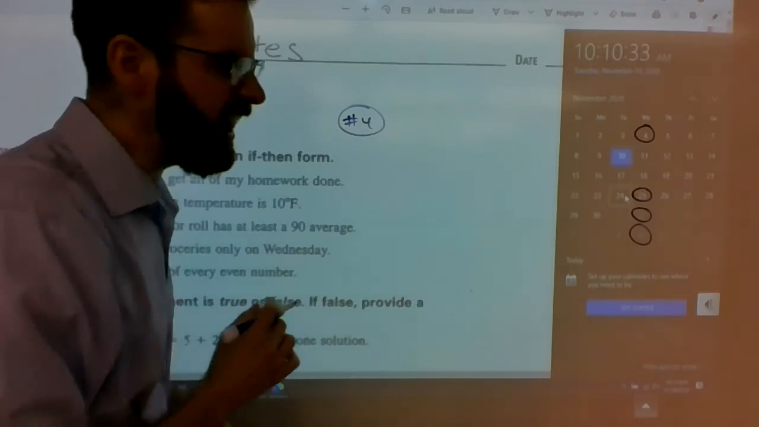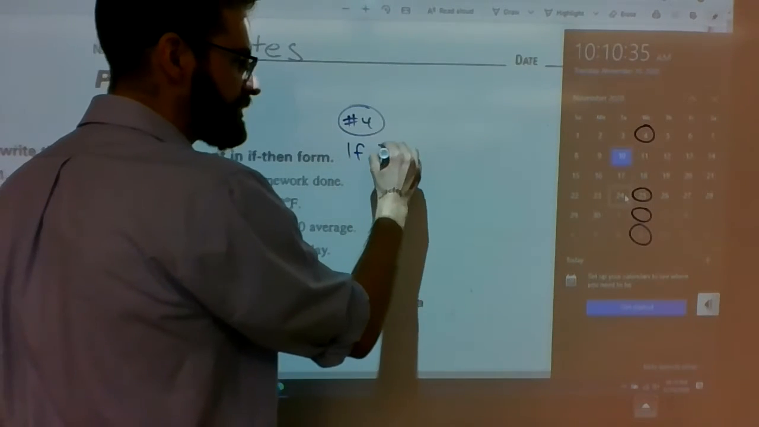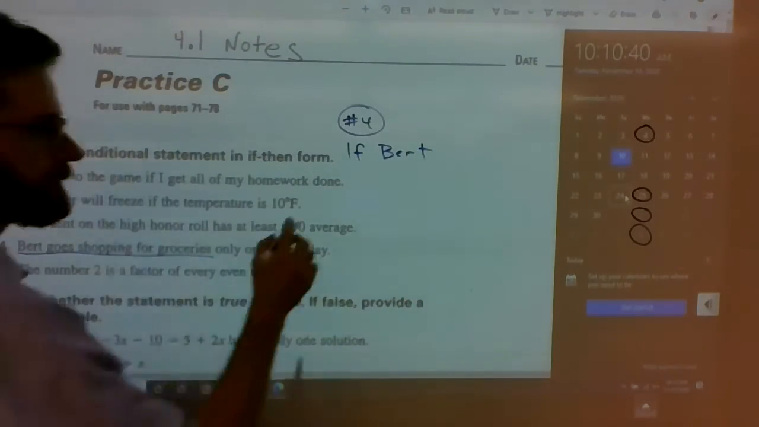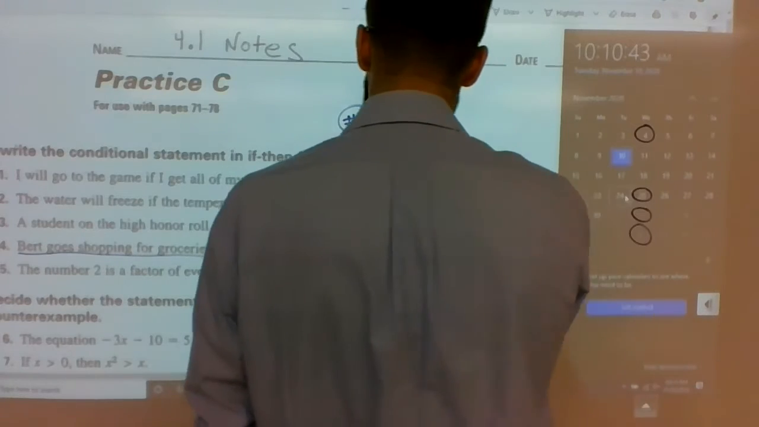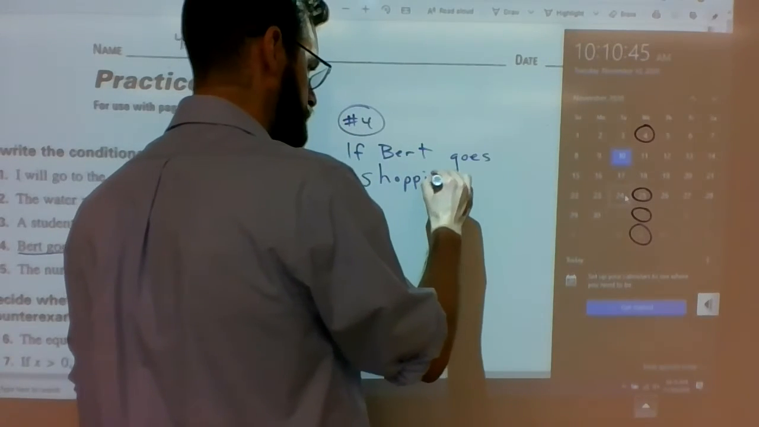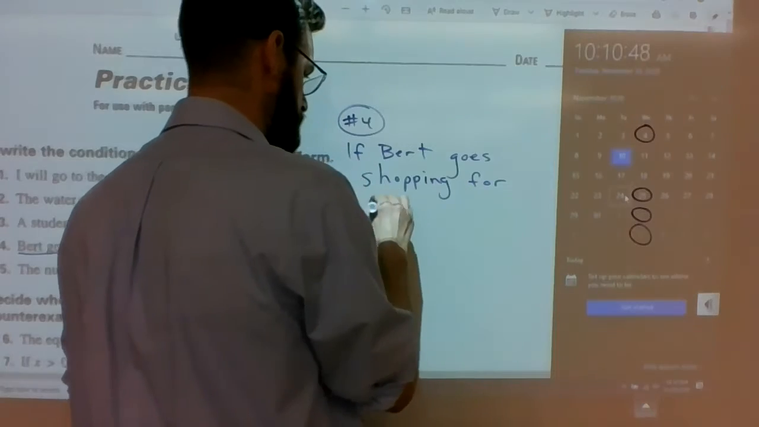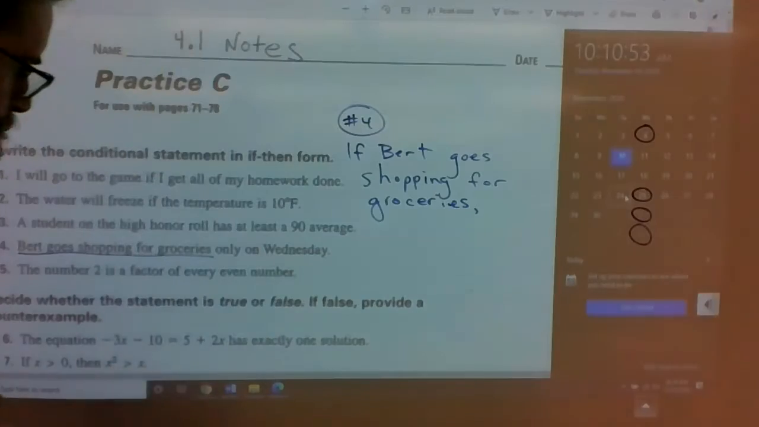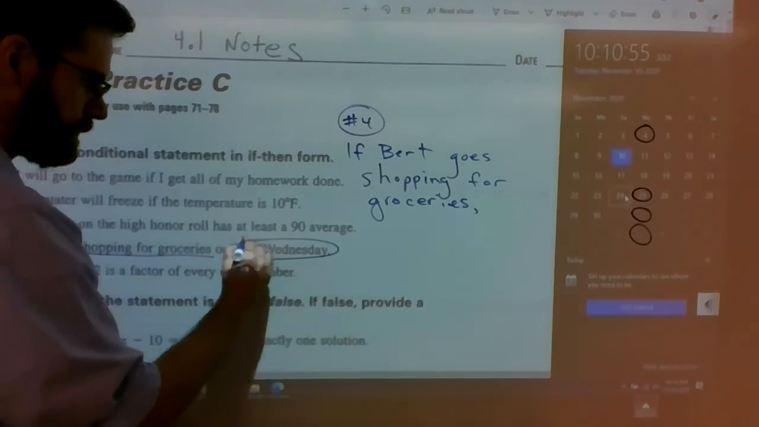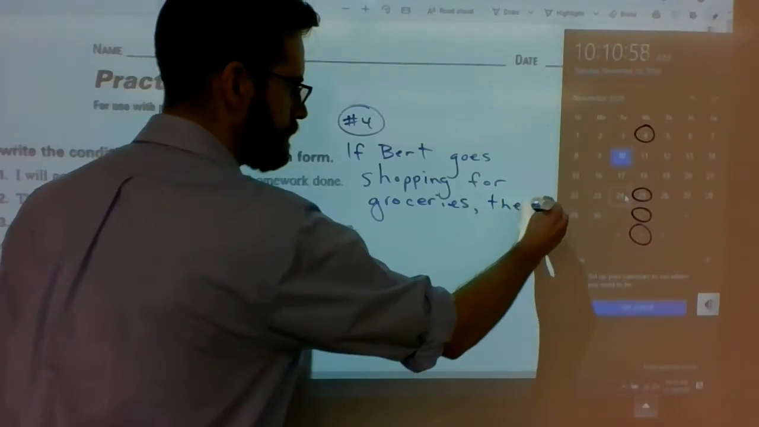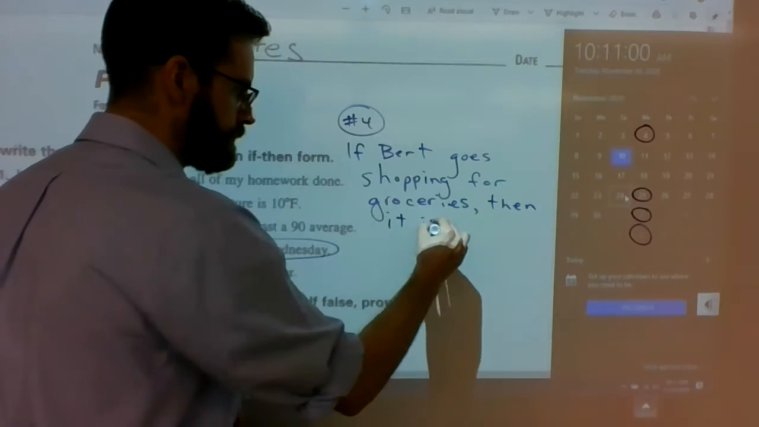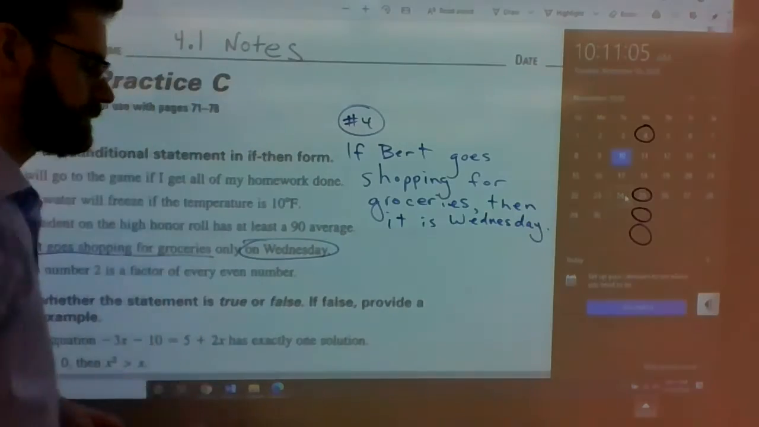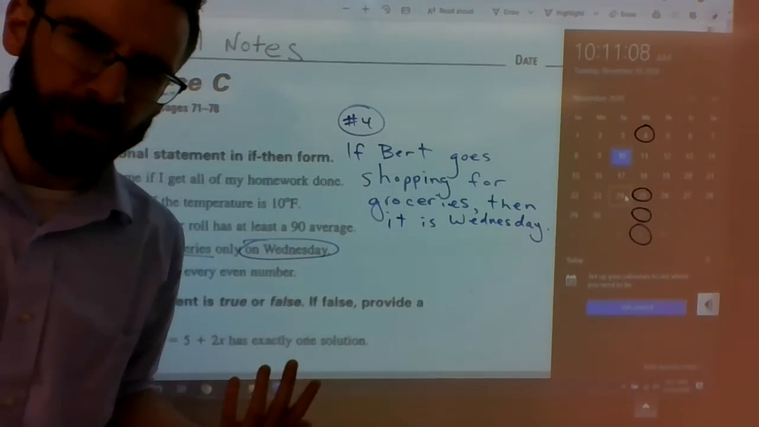Unfair? No, I don't think it was unfair. If Bert goes shopping for groceries, then it's got to be Wednesday. So you'll see some relatively tricky ones like that.